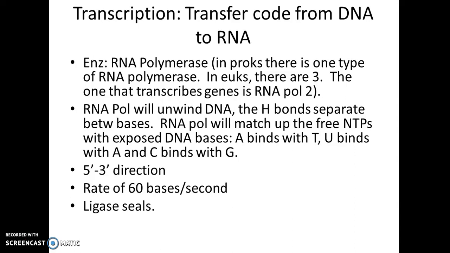RNA polymerase will unwind DNA, and as the DNA is unwound, hydrogen bonds separate between the bases, and the RNA polymerase will also match up free-floating nucleotides, NTPs, with the exposed DNA bases. Now, A binds to T, U binds with A, and C binds with G. Now, RNA polymerase does the job of two enzymes. We don't need helicase to unwind anymore because RNA polymerase will do that. And just like DNA polymerase, RNA polymerase will match up the free-floating nucleotides with the exposed DNA bases.